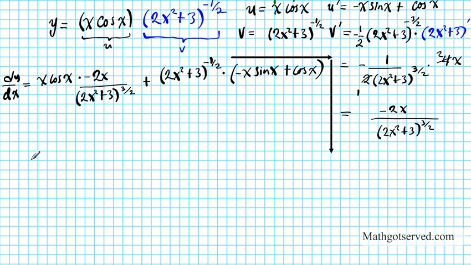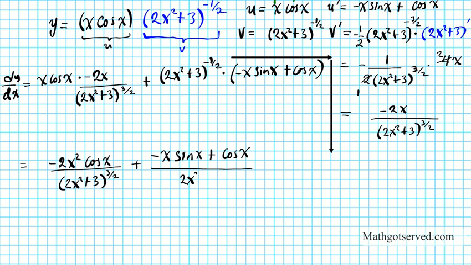So dy/dx is going to be negative 2x squared cosine x divided by (2x squared plus 3) raised to the 3/2. And then over here, this has a negative exponent, so it goes to the denominator. So it's going to be plus negative x sine x plus cosine x, divided by (2x squared plus 3) raised to the 1/2.